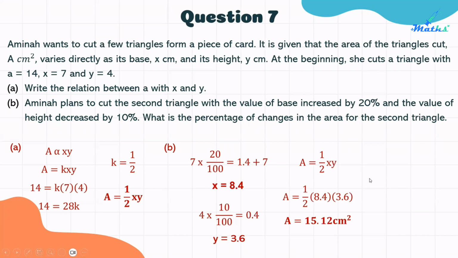For the percentage of change in the area, we need to use the new area minus the previous area, divided by our previous area, times 100. So we get 0.08, which is 8%. So there is an 8% change in the area.